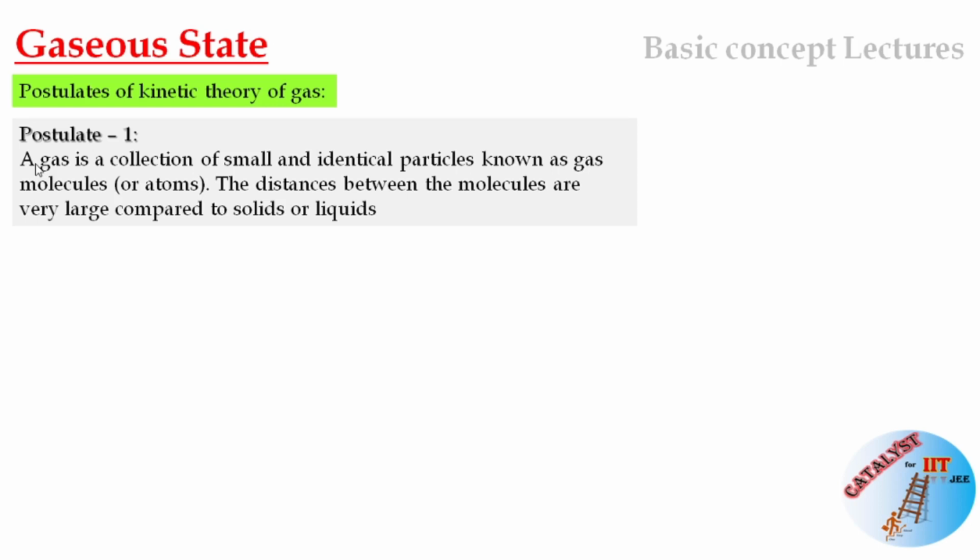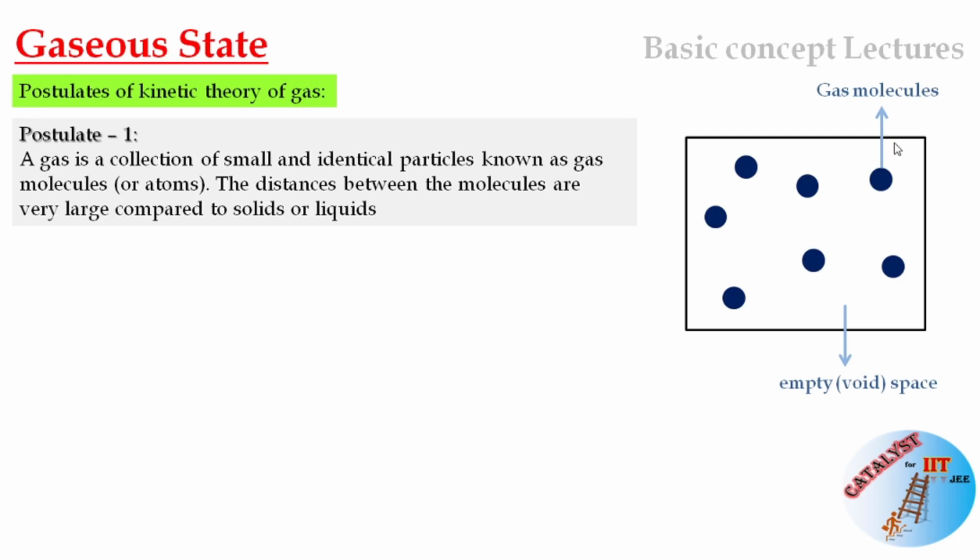The first postulate tells that a gas is a collection of small and identical particles known as gas molecules. The distances between the molecules are very large compared to solids or liquids. So this picture actually represents the gaseous system, and the system is composed of these small blue balls. So these blue balls are basically the gas molecules. So as the distances between these balls or these molecules are large, there will be lots of empty or free space available between the molecules. The empty space is the space not occupied by the molecules.